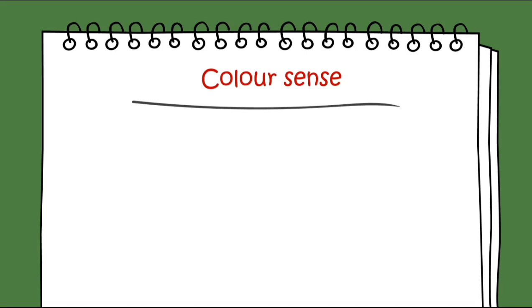Last one, contrast sense: ability of the eye to distinguish slight changes in the luminance between regions which are not separated by a definite border. These are the four components of vision.